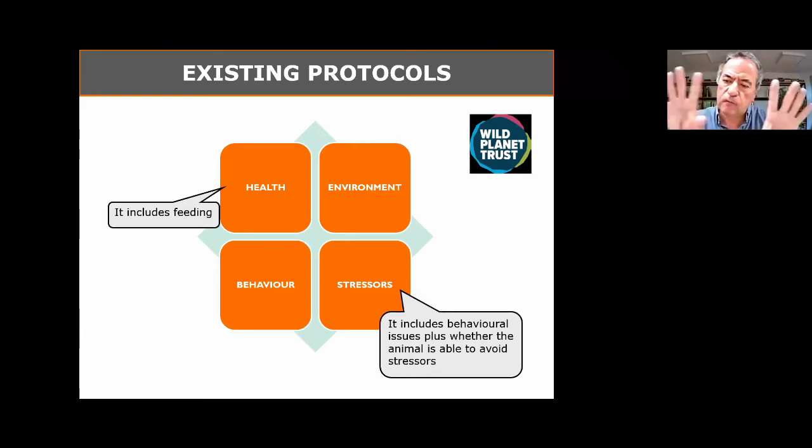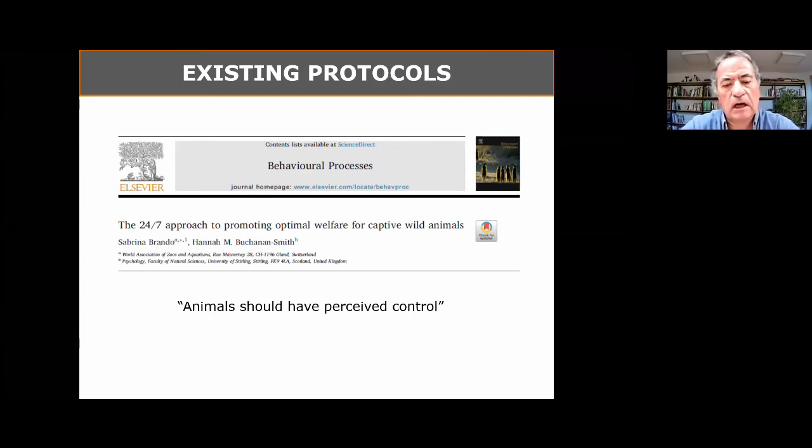So we have these 4 general elements or aspects: health, feeding, environment, and behavior, plus this issue of whether animals are able to avoid the stressors. And that takes us to the concept of control and choice, which I think should be included as well in any assessment tool. So the Wild Planet Trust has it. This other protocol, the 24/7, which is based around the 4 principles of animal welfare, of the Welfare Quality approach, which again coincide with the 4 physical domains of the Five Domains model, has an additional question, which is whether animals have perceived control.